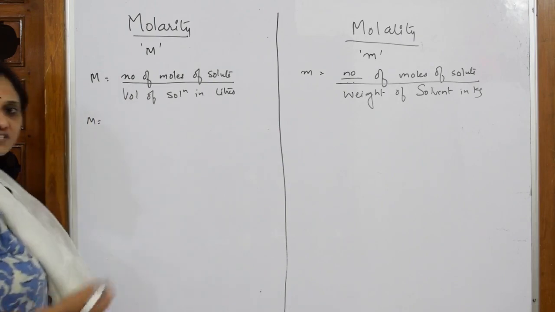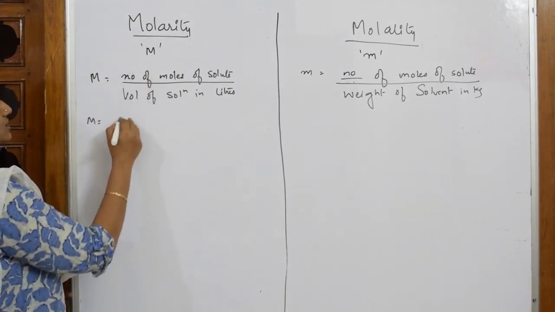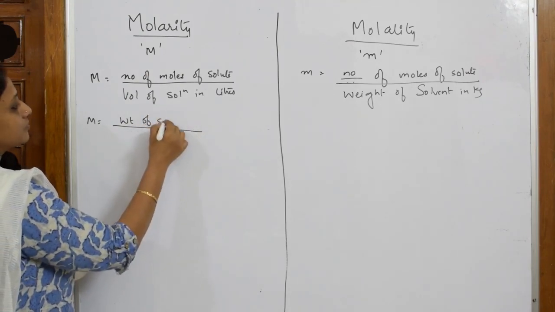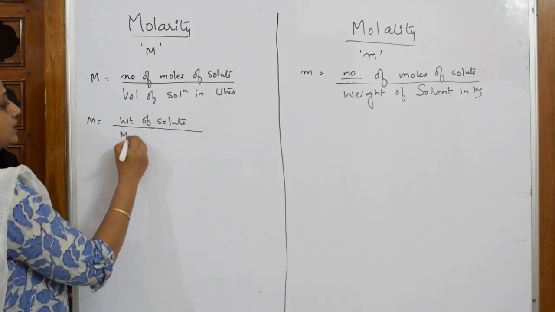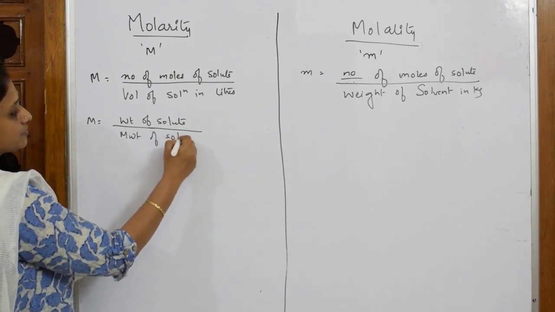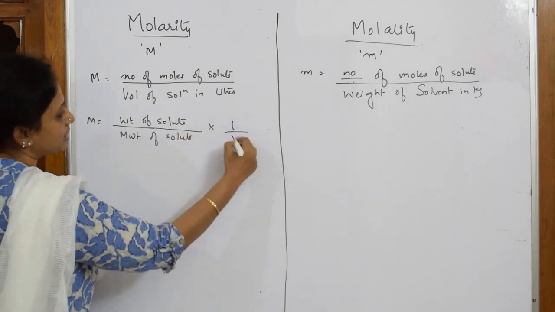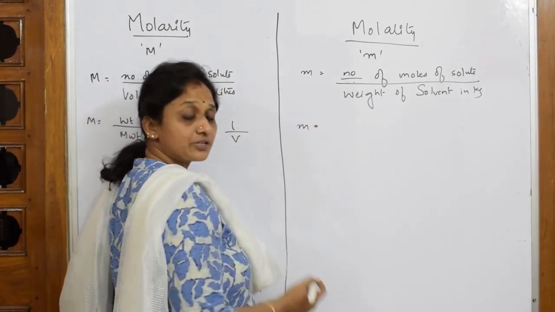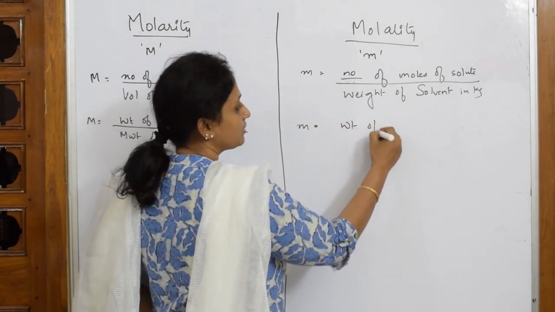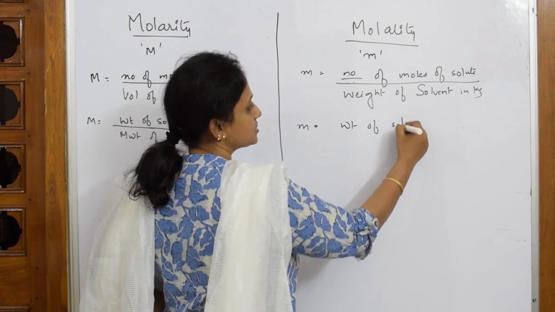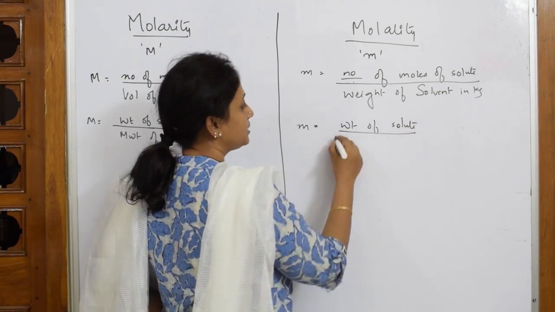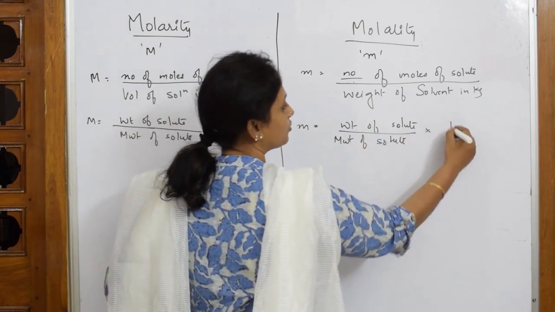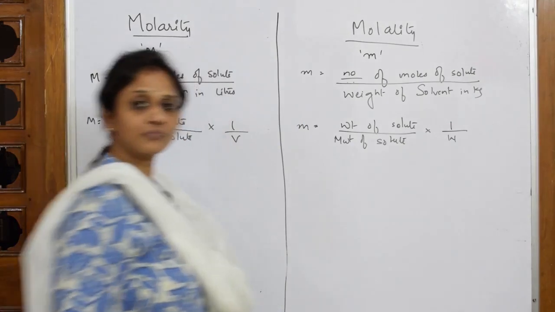Number of moles is nothing but weight by molecular weight. So let us write that: weight of solute divided by molecular weight of solute into 1 by V. Same story here. Whenever you have to write number of moles, it is the weight of solute divided by the molecular weight of that particular solute, into 1 by W.